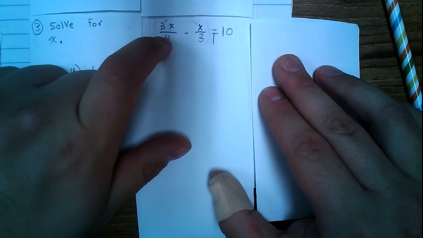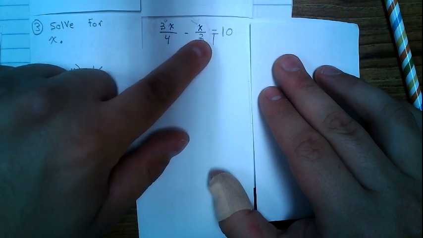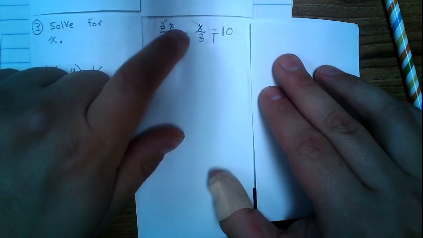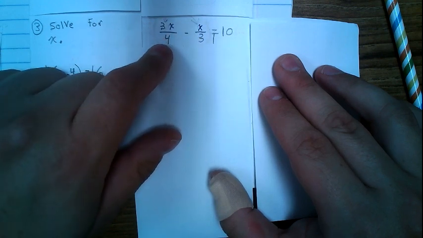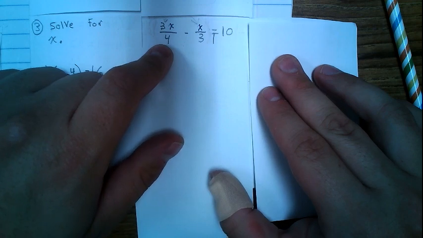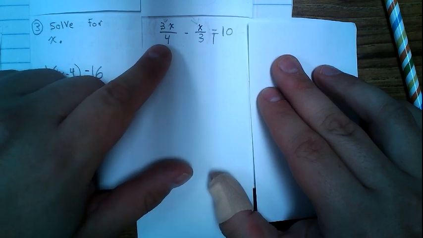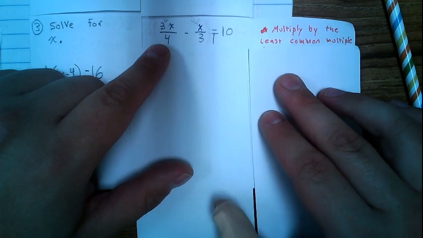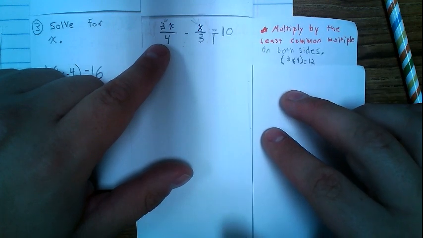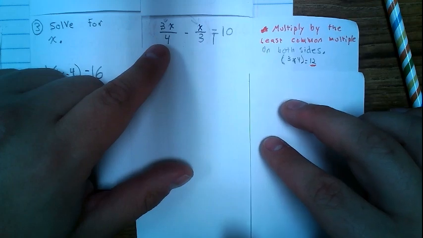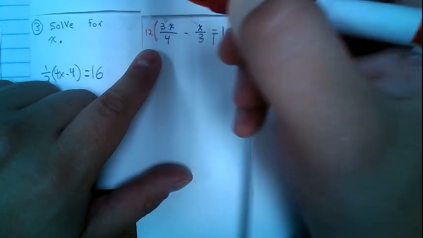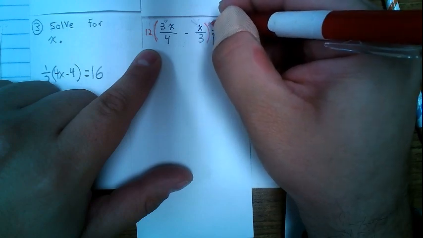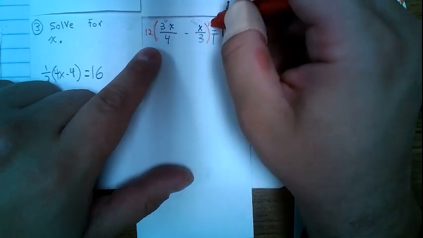But I can't just multiply this by 4 and this by 3, because then it wouldn't be balanced, right? It's got to be the same number. So what's the same thing as multiplying by 4 and multiplying by 3? Well, that would be multiplying by the least common multiple, which is 12. 3 times 4 is 12. So I'm going to get rid of both of these fractions by multiplying both sides by 12. I don't need to write that 12 there.